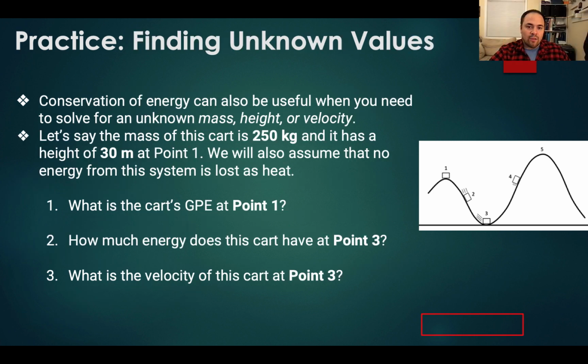Now, using the law of conservation of energy can be helpful if you need to find unknown values like, say, mass, height, or velocity. So let's say that the mass of this cart is 250 kilograms and it has a height of 30 meters at point 1. So at this point here, it's 30 meters above the ground. We're going to also assume that no energy in this system is lost to heat. So everything is either kinetic or potential. Go ahead and give these questions a try. You can pause the video and I will go ahead and display the answers now.